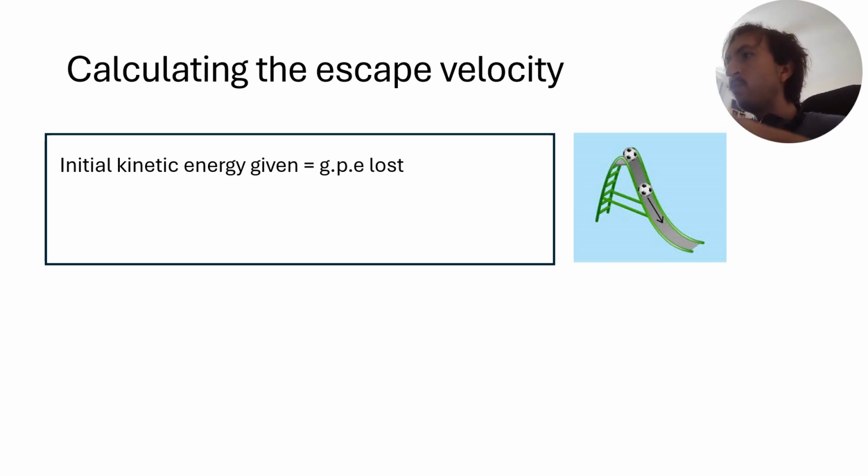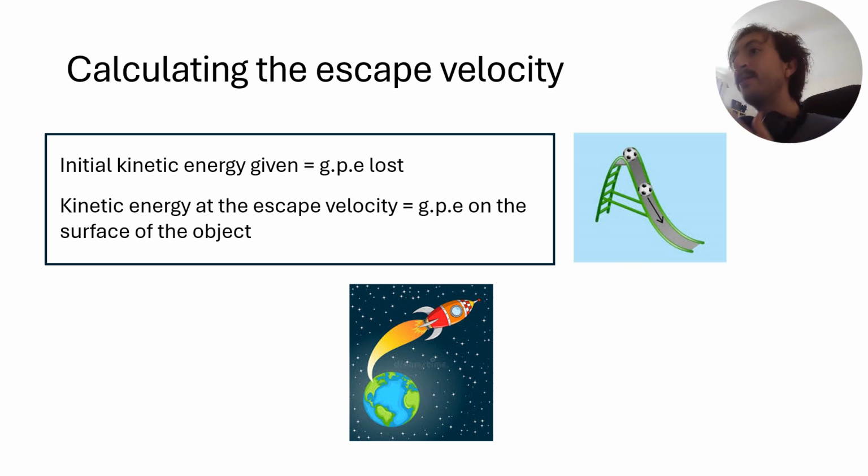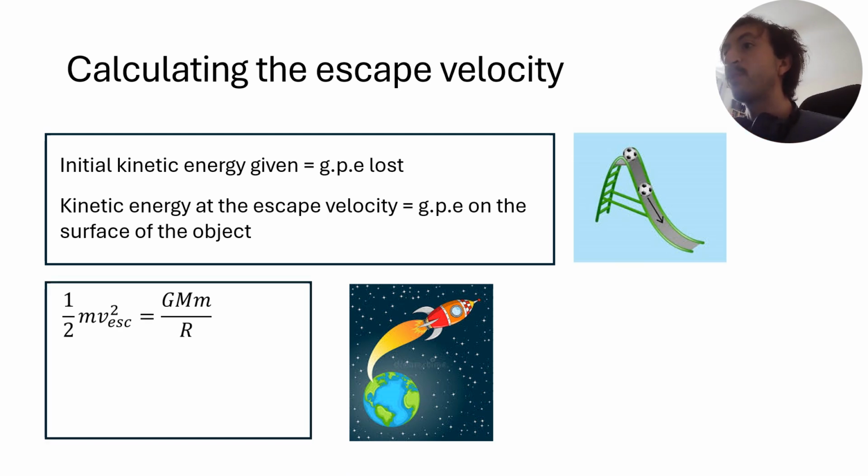And we have the escape velocity to be the velocity at which the object has just enough kinetic energy for it to lose all its gravitational potential energy and go all the way to infinity. So the GPE lost is going to equal the gravitational potential on the surface of the planet or object, which is GM over capital R, where R is the radius of the object.